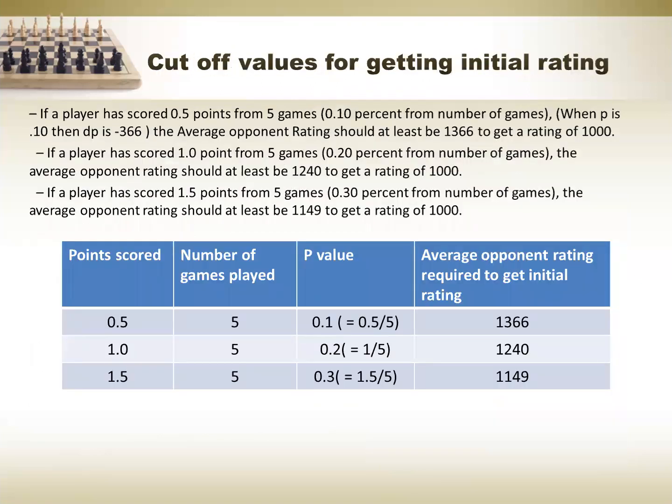The important thing to note is the cutoff values that we need to achieve for getting the initial rating. The more points you score against rated players, the better it is for us. Say, for example, if you have scored 0.5, the average opponent rating needs to be 1366. But if you have scored 1 point, the average opponent rating comes down to 1240. And if you have scored 1.5, you only need an average opponent rating of 1149. So try to get as many points as possible in the rated games. The more we get, the better rating we will get.